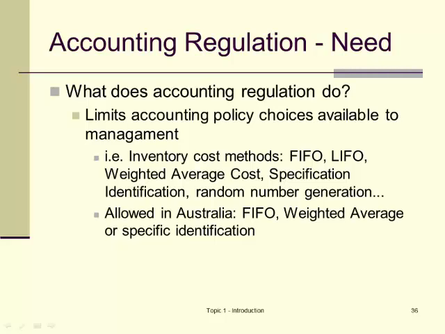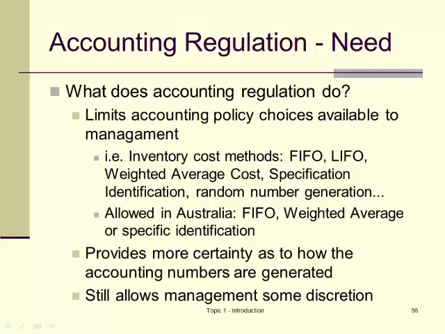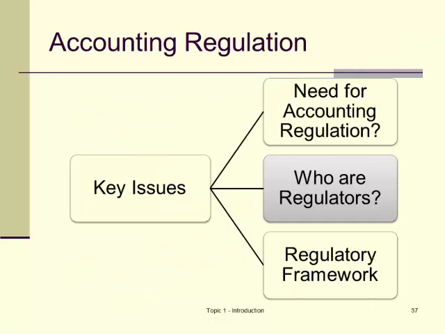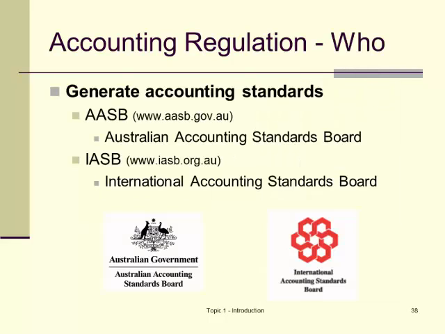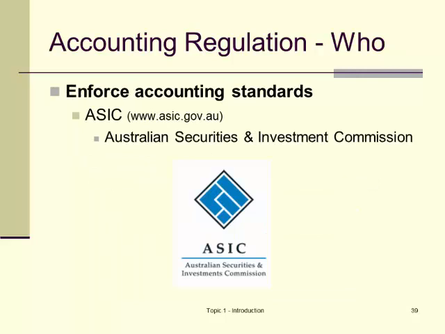Now, okay, so we set these things called accounting standards, but we know there are still some choices, and we know those choices will be exploited. But at least we have a little bit more certainty, even though there is some management discretion. Okay, so who are the regulators that set these rules? Well, I've already talked about the Australian Accounting Standards Board and the International Accounting Standards Board. That's where the accounting standards come from. I've made a few comments about those.